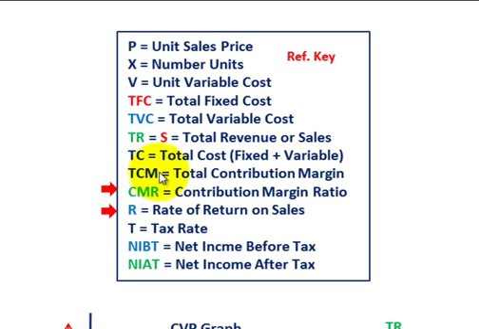TCM would be the total contribution margin. CMR would be the contribution margin ratio. R would be the rate of return on sales. T would be the tax rate that we're looking at. NIBT is net income before taxes. NIAT equals the net income after taxes. So we're going to be really concentrating on these two variables, this contribution margin ratio, CMR, and also this rate of return on sales, R.